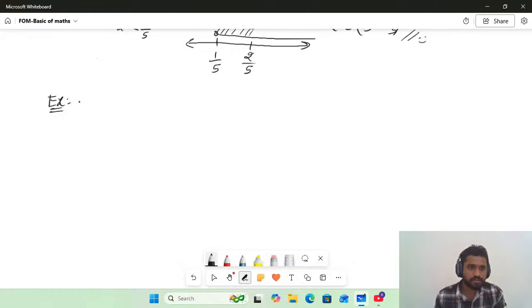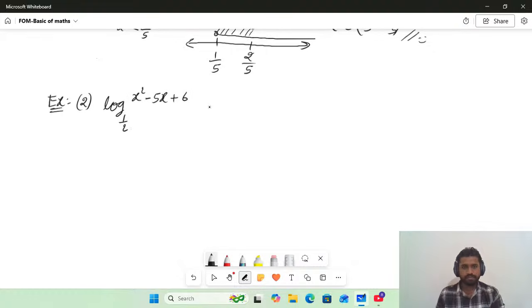Example number 2: log of x square minus 5x plus 6, base 0.5 or 1 by 2, we can consider it as 1 by 2, greater than minus 1. Try to solve this question in the chat box and tell me the answer.